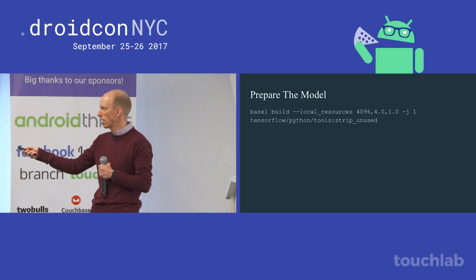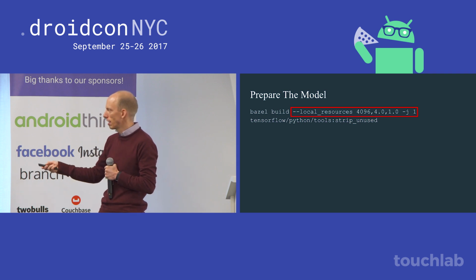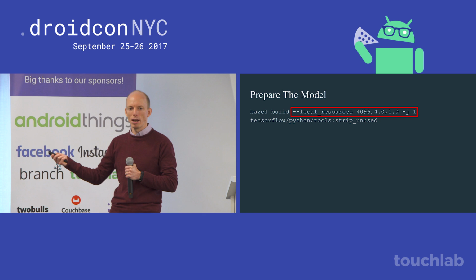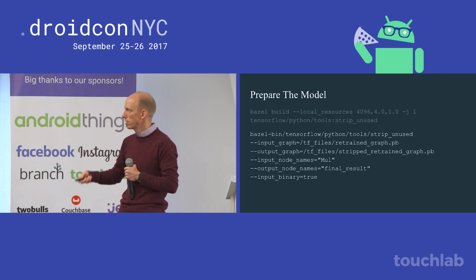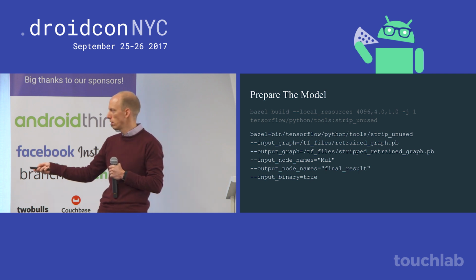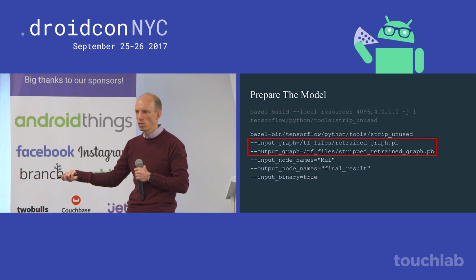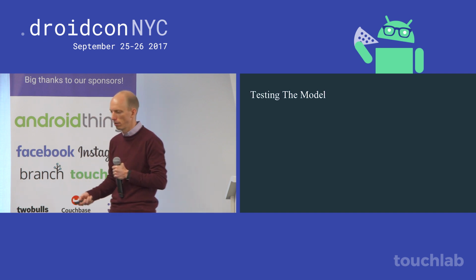We've got Bazel, and we're saying, please build this tool called strip unused. And this magic stuff here is basically making it not run out of memory when you're doing it from within Docker. So that was one of the gotchas. Now that we've built the strip unused tool, we can use it, which is in the Bazel bin folder. Then all we need to do is tell it the location of the graph to run on. So not super complex, although there's a lot going on there.